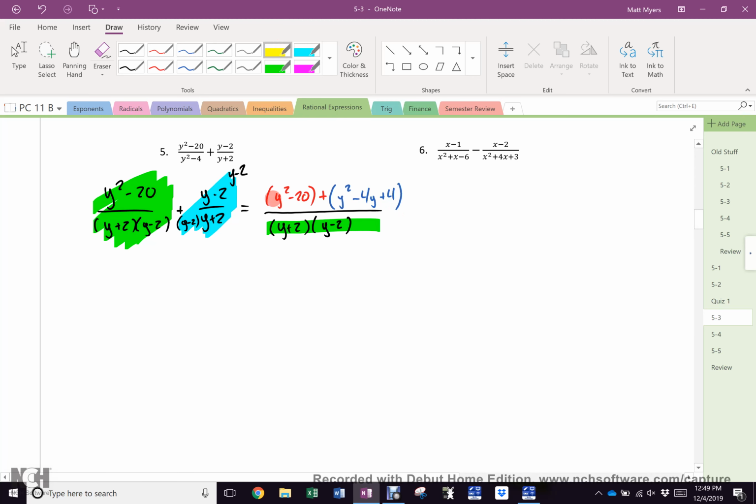Now think back to the 9th grade. What do you want to do with that? It's a 3-word phrase that you've been hearing. It's almost like I taught you before. What is y squared plus y squared? 2y squared. Plus negative 4y, negative 4y. What's negative 20 plus 4? Over y plus 2, y minus 2.